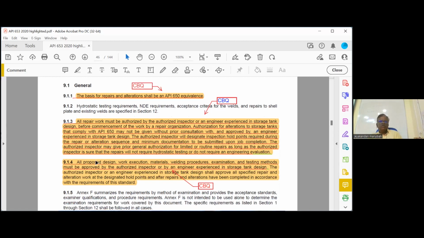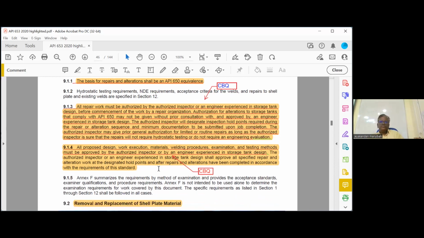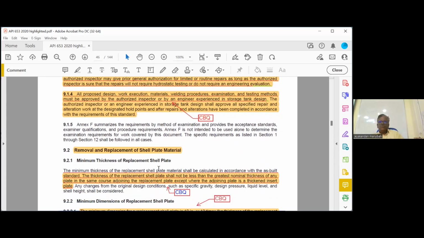Then 914: all proposed design, work execution, materials, welding procedure, and examination must be approved by the inspector or engineer. That line is also important. All procedures, who will approve the procedures? Inspector or engineer. Now we will go one by one.